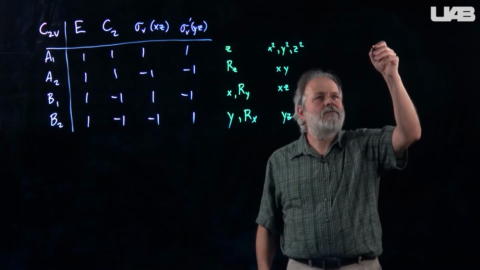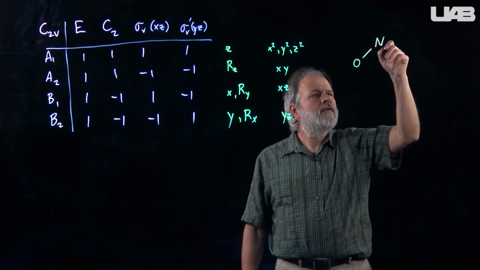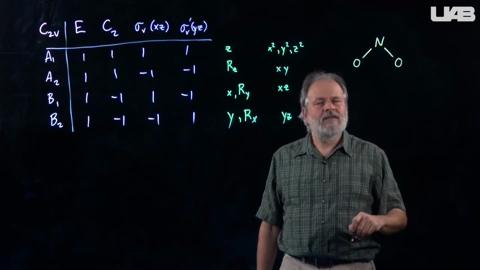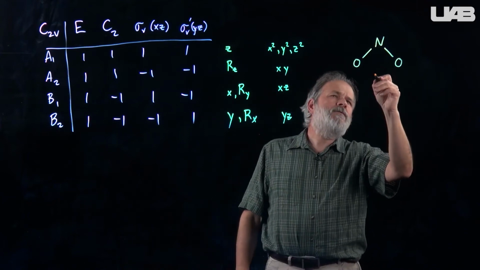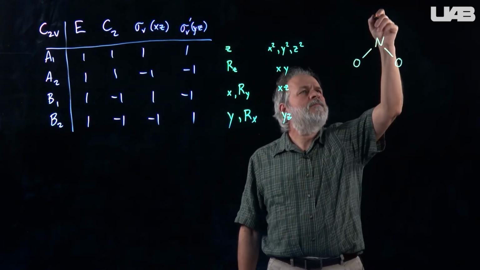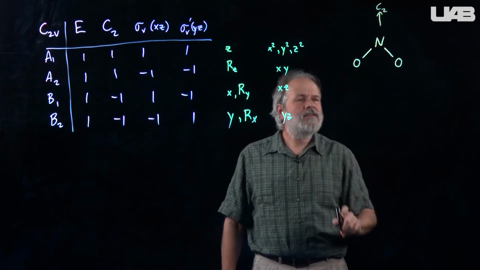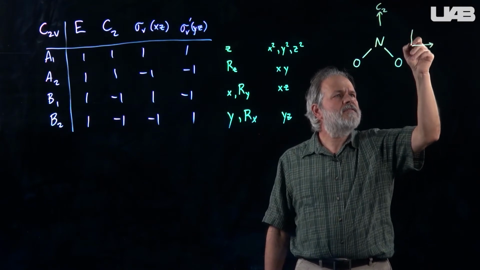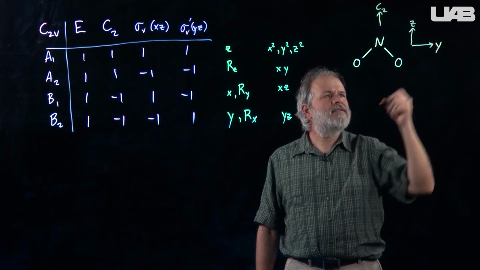So let's just draw a typical molecule, NO2. And we're going to look at the p orbitals on the nitrogen, which is in the center. The C2 axis is this way, and it's the Z axis. I'm going to put the molecule in the YZ plane.